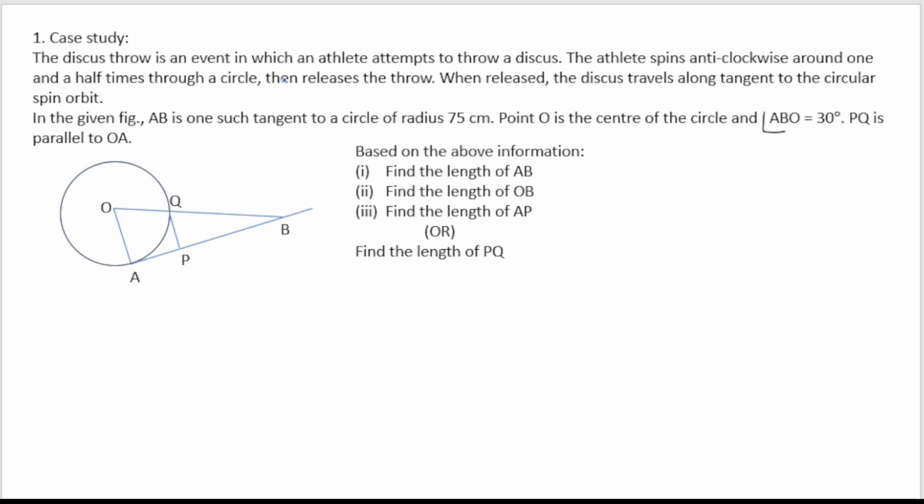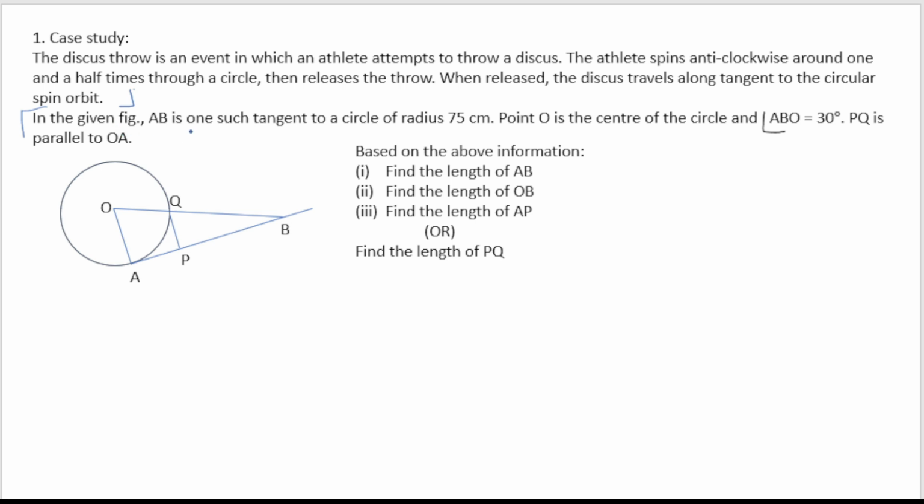The discus throw is an event in which an athlete attempts to throw a discus. The athlete spins anti-clockwise around 1.5 times through the circle, then releases the throw. When released, the discus travels along the tangent to the circular spin orbit. Till here we don't have to do anything, and from here the actual question starts.